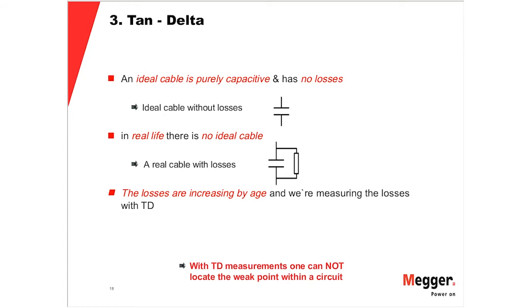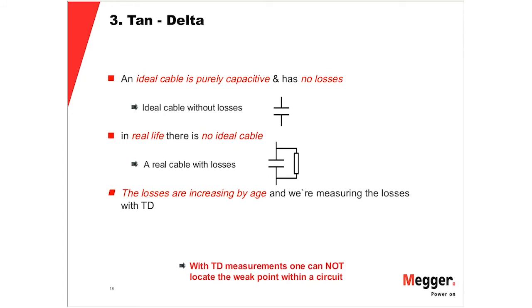So tan delta will give you an overall value over the whole circuit and will just indicate the amount of deterioration or degradation of your insulation. So with tan delta you will not be able to localize the fault, but you will be able to prioritize replacement of aged circuits. So in an ideal world, we would see a cable as a pure capacitor without any losses, which is not always the case.